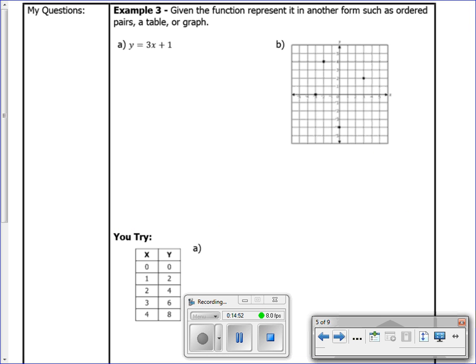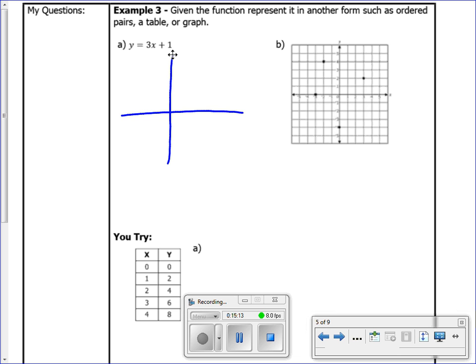Example 3 says, given a function represented in some other form. So you can represent it with a table, a graph, ordered pairs, a mapping, are all different representations. We have y equals 3x plus 1. So this is a good representation to do with a graph, if you would like.